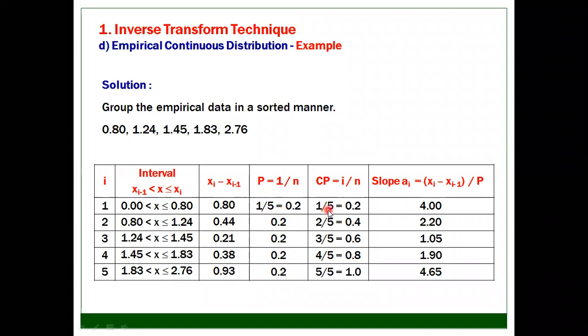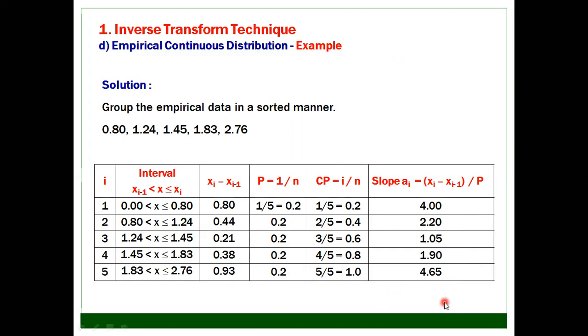Then the cumulative frequency: either you can calculate it as i/n, or cumulatively. The first one is 0.2, the second is 0.2 plus 0.2, which is 0.4, then 0.2 plus 0.4, which is 0.6. So you know how to calculate this. Then the slope is calculated as (x_i minus x_(i-1)) divided by the frequency. So 0.8 divided by 0.2, 0.44 divided by 0.2, then 0.21 by 0.2, 0.38 by 0.2, and 0.93 by 0.2. So we get the slopes like this.